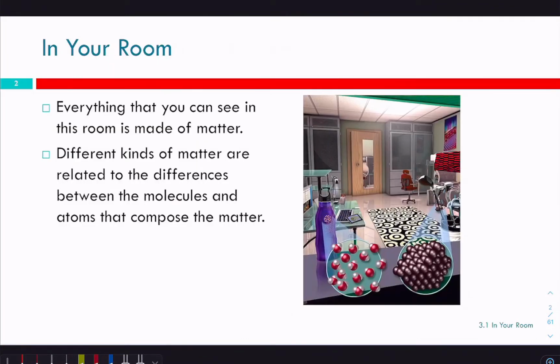So everything that you can see in your room is made of matter. Everything you see in this room, anything that you can see is made of matter. Different kinds of matter are related to the differences between the molecules and atoms that compose the matter. So this is clear because it's made of different atoms and molecules than this is, or the whiteboard, right? And I can write on the whiteboard with a dry erase marker and erase it because of the types of atoms and molecules that those are made up of.